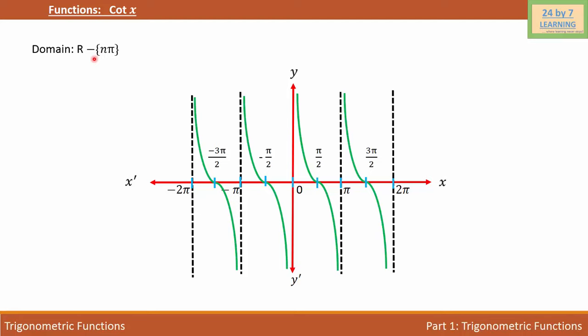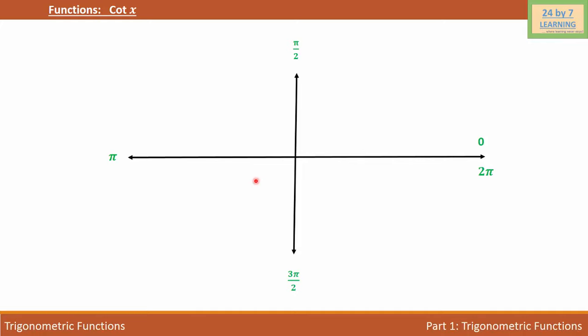The domain of the cotangent function is R minus n pi, because as you can see, the cotangent function is not defined at the multiples of pi. The range of the cotangent function is negative infinity to positive infinity, because it has all the values from negative infinity to positive infinity. And the periodicity of the cotangent function is pi, because the function repeats itself at an interval of pi.